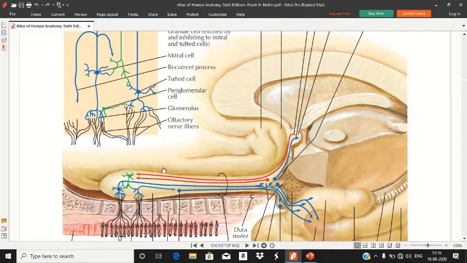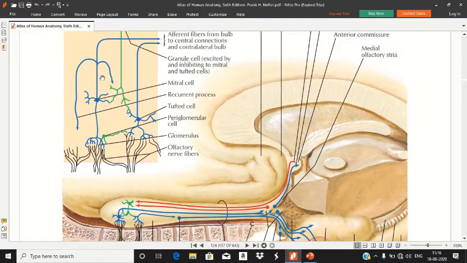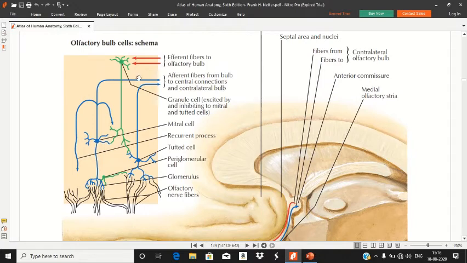Then a layer of mitral cells, this blue colored one, this is nothing but the mitral cells. Mitral means it is appearing like a bishop's cap. So these apical dendrites of the mitral cells form synaptic glomeruli and the basal dendrites make synapses with the internal granule cells. So these mitral cells are forming synapses with the internal granule cells.